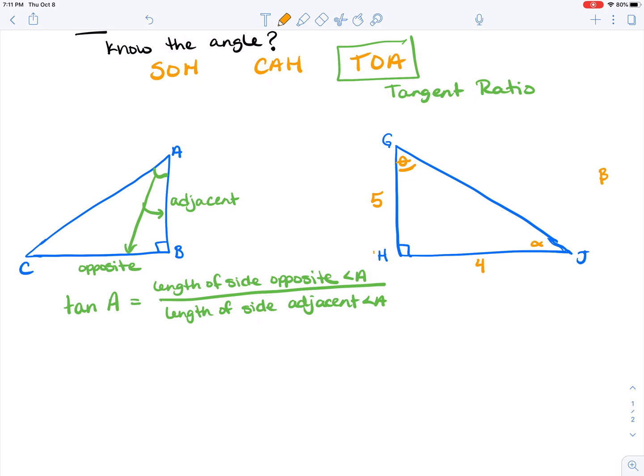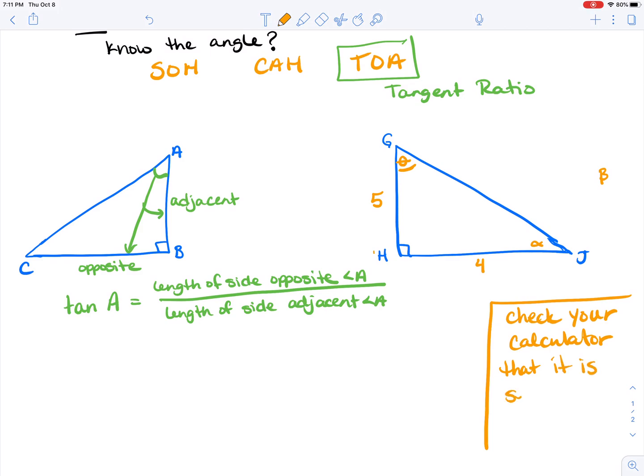So when you have your calculator, I want you to check, and this is just an aside, that it is set for degrees, not radians. And that's because I want to find the degree of the angle. So you have to make sure that your calculator is set for degrees.